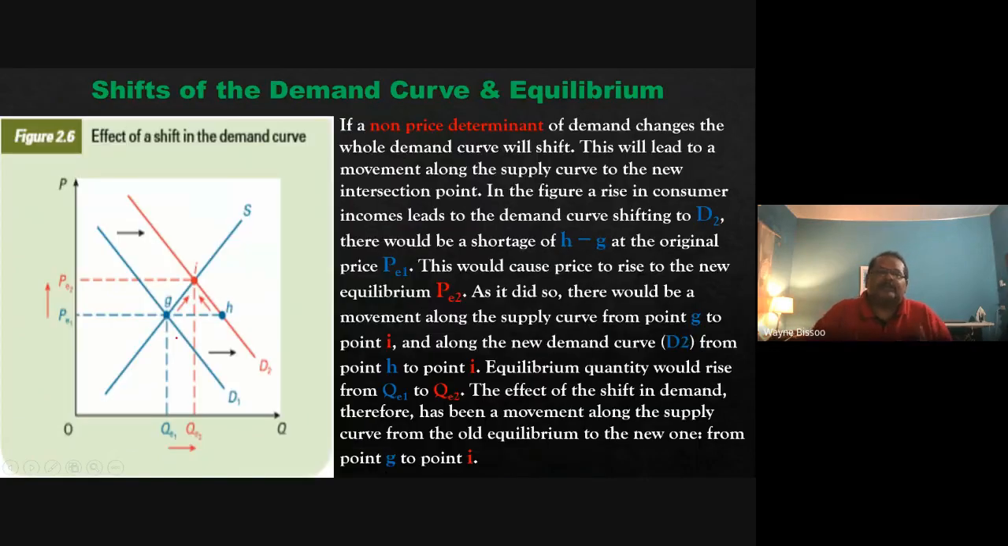The other issue that we have to look at is what happens when there is a shift in curves. What happens to the equilibrium? And that's what's going on here. If a non-price determinant of demand changes, the whole demand curve will shift, as we see here from D1 to D2. All right, so what ends up happening is there's actually a brand new equilibrium position here, in this case I. But before we get to I, a number of things have happened. So let's follow what it says there. This leads to a movement along the supply curve to the new intersection point at I. All right.